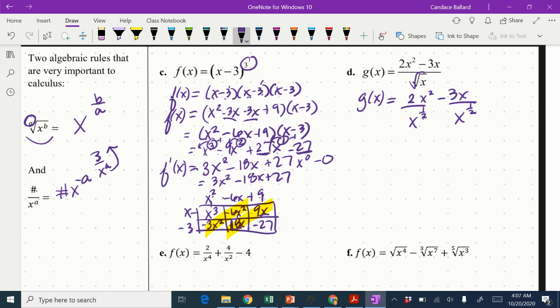I need to make my exponents so that I can subtract them. So they need common denominators of 2. So 2 is the same as saying 4 over 2, and x is the same as saying 2 over 2. So now I'm going to subtract my exponents. We have 2x to the 3/2 minus 3x to the 1/2.